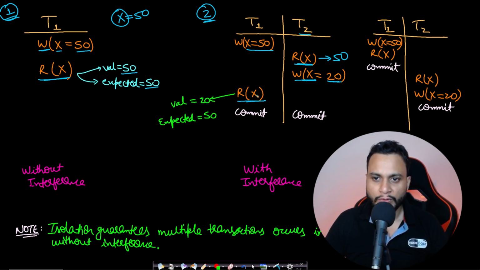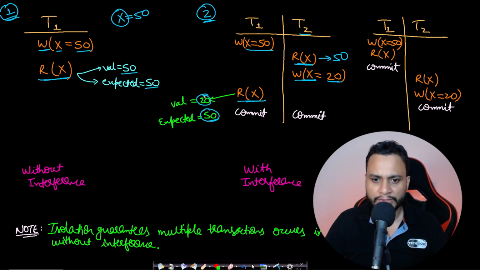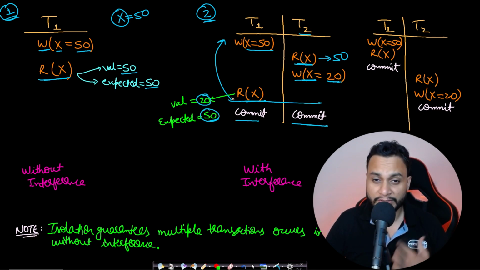In this case, what T1 is expecting is that the value should be equal to 50, because T1 expects that it is the only transaction which is running and there is no other transaction running in parallel, right? So the expected value for x should be 50, but in this case T1 receives a value of 20. Which is quite weird, because this gives a hint that somebody else is also working concurrently on the same variable. So you can imagine that this is creating interference for T1, right?